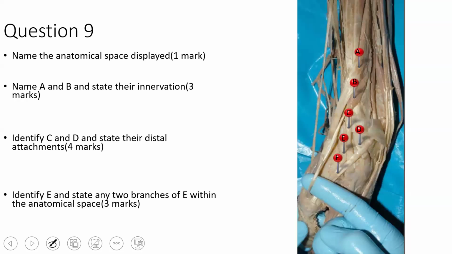What is the name of this anatomical space displayed here? What anatomical space is shown in this image? Very good. The anatomical snuff box. Wonderful. What is A and B and what innervates them?